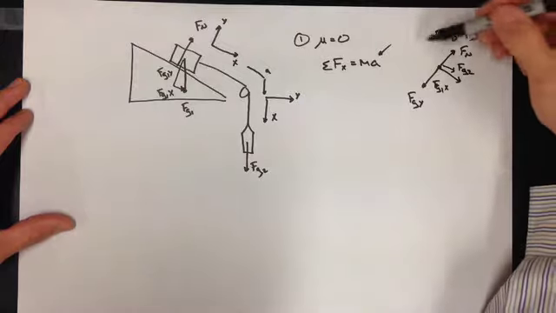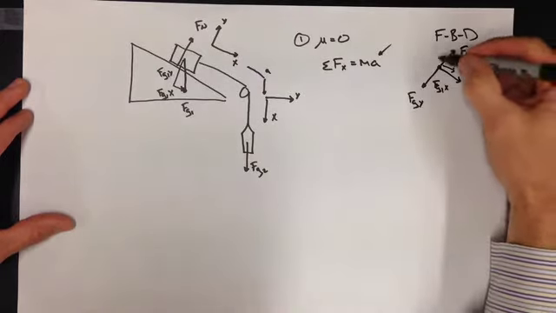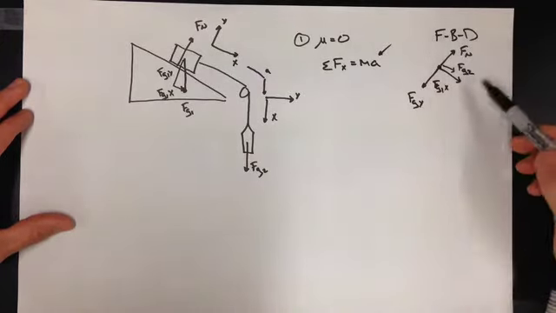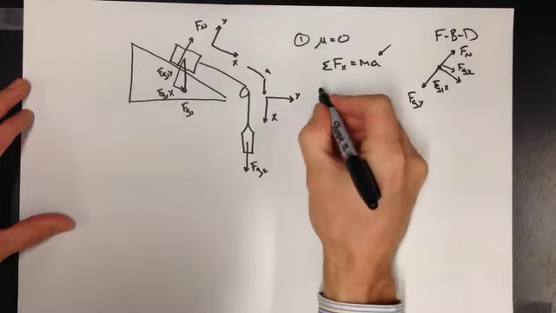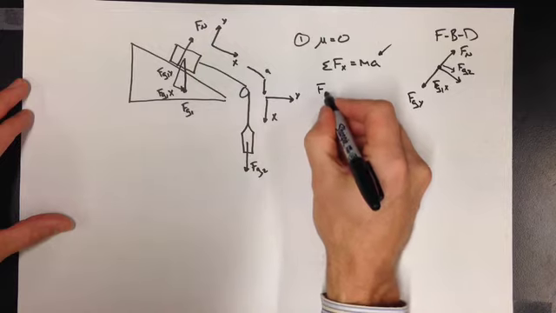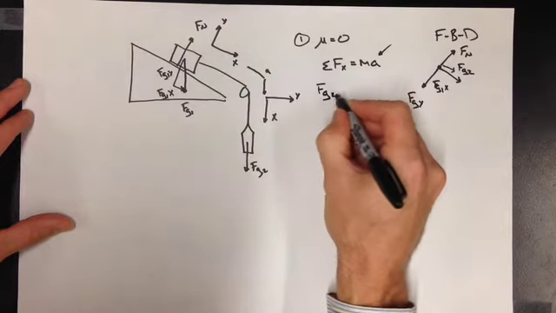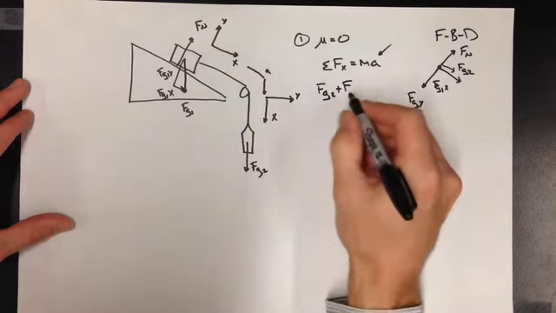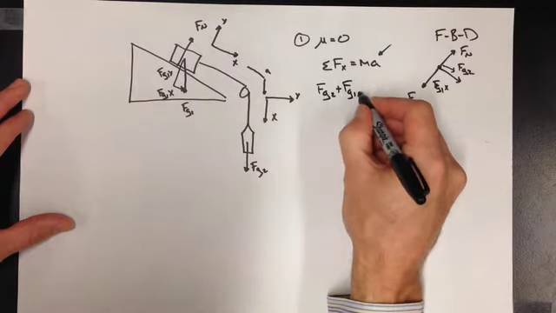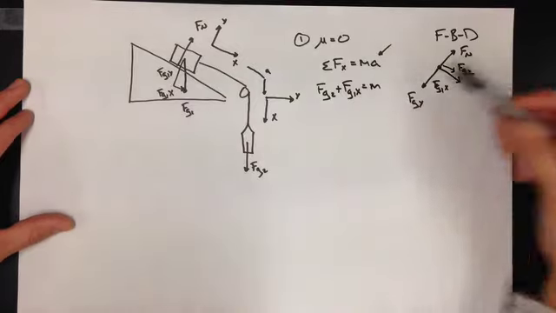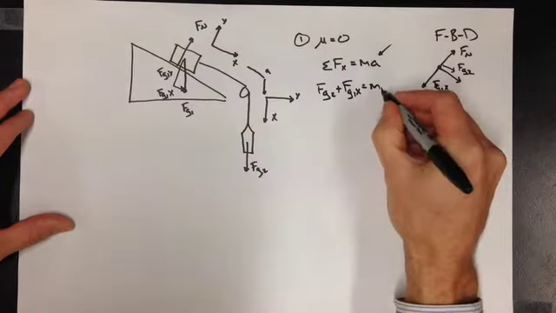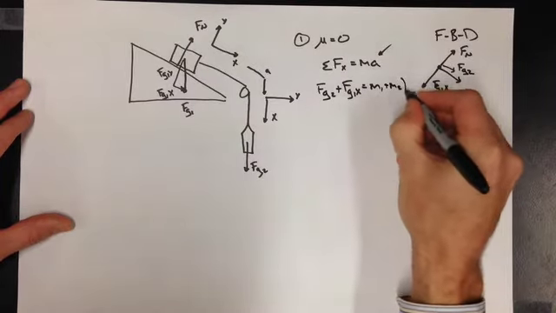So here I'm looking at the x direction. This is the x direction, and all the forces in here are Fg2 and Fg1x. So I will write this as Fg2 plus Fg1x is equal to, and you have to ask yourself at this point, what masses are being accelerated? M1 plus M2 times a.